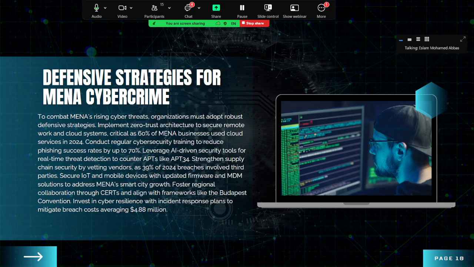So these days, we can implement a lot of defensive strategies to protect us from these attacks, like zero trust architecture, to secure remote work and cloud systems. Zero trust architecture is a very, very important defensive strategy, which companies are talking about now.